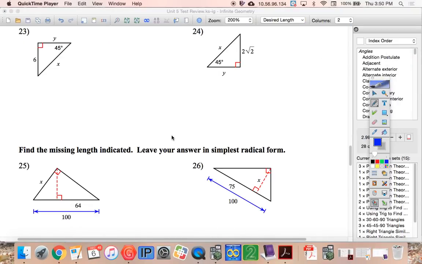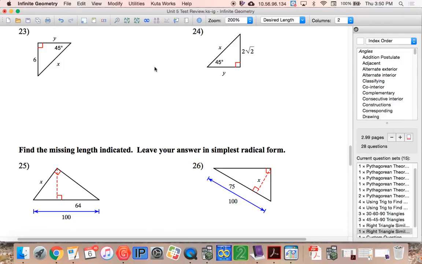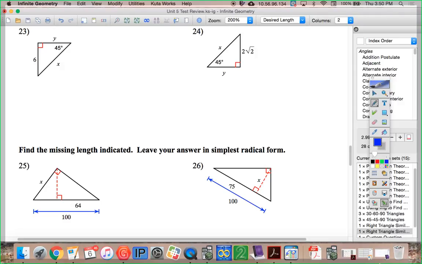Okay, so just a few more questions. We're still on 45, 45, 90 triangles. Sorry, I don't like it when it gets highlighted. I don't like the blue box either.